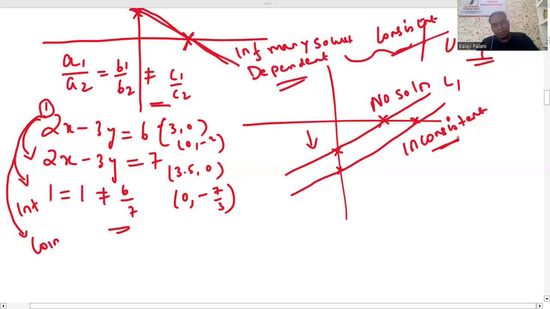Okay, so this is about the first phase of pair of linear equations in two variables, class 10, and go through this video multiple times until you are thorough with this. After this, we will find out how to find the point of intersection.